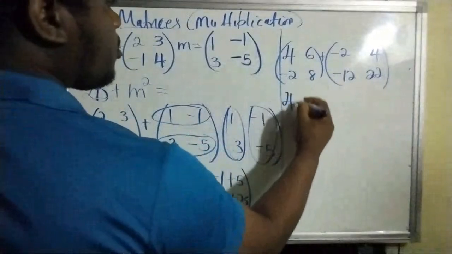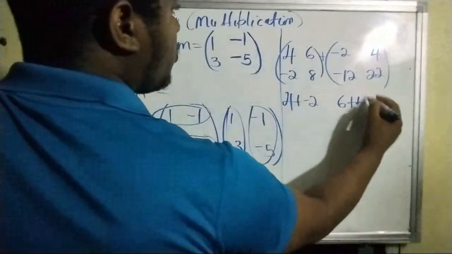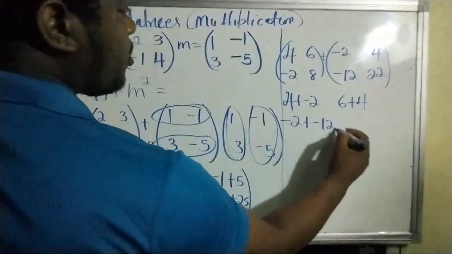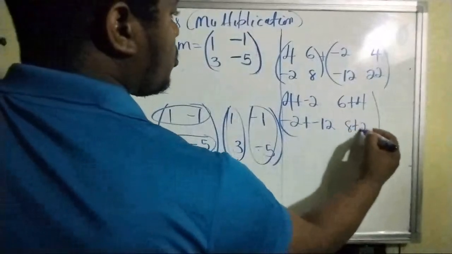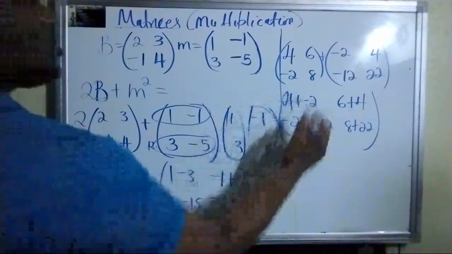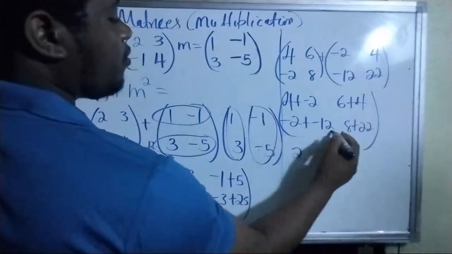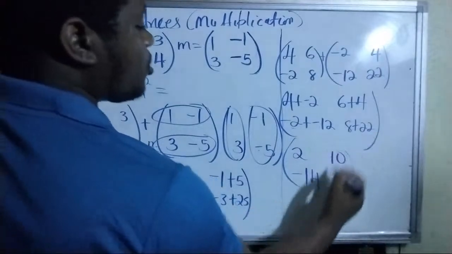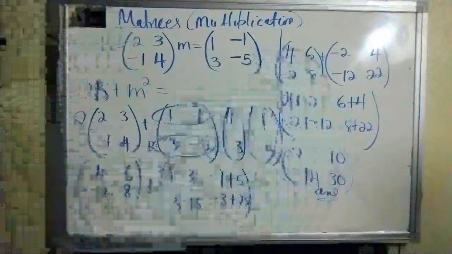So it will be 4 plus minus 2, 6. Plus 4, negative 2, plus negative 12, and 8 plus 22. Alright, so we can tidy up now. So it's 4 plus that gives us 2, 6 plus 4 is 10. Negative, both of them negative, so we add them, so that gives us negative 14. 8 plus 22, which is 30. Alright, so there we have it.